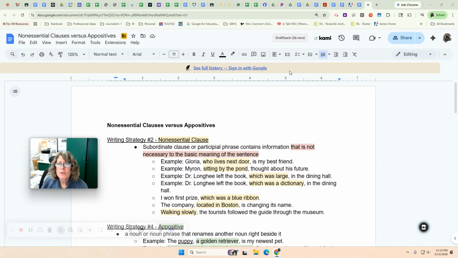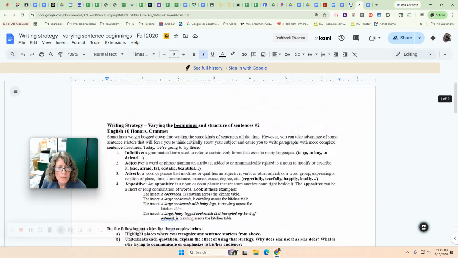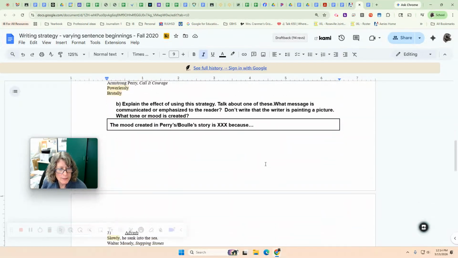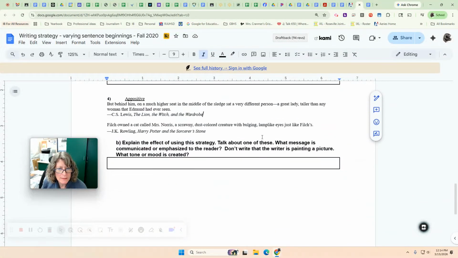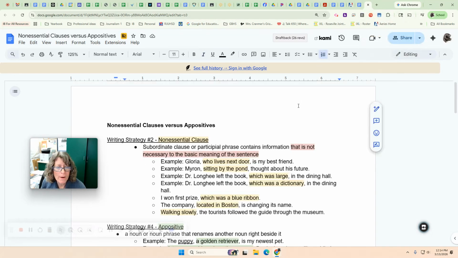So the document that you're going to be looking at in a little bit is this one that we've looked at before, where we already learned how to write a sentence starting with an infinitive, with an adjective, with an adverb, and then an appositive. And so we need to understand how to identify where the appositive is in these two sentences, and then how to actually use it in your writing practice today. Okay? All right.